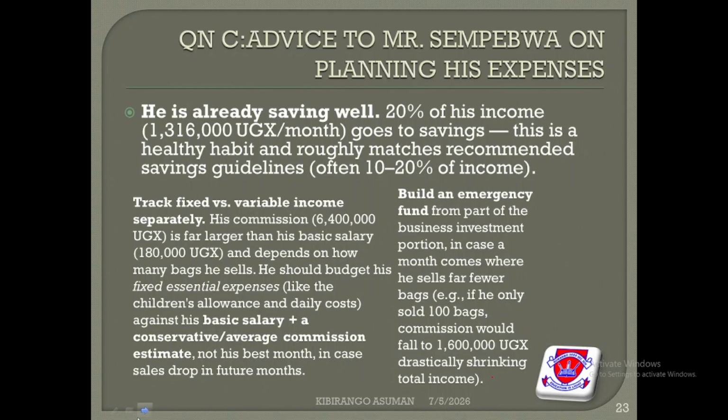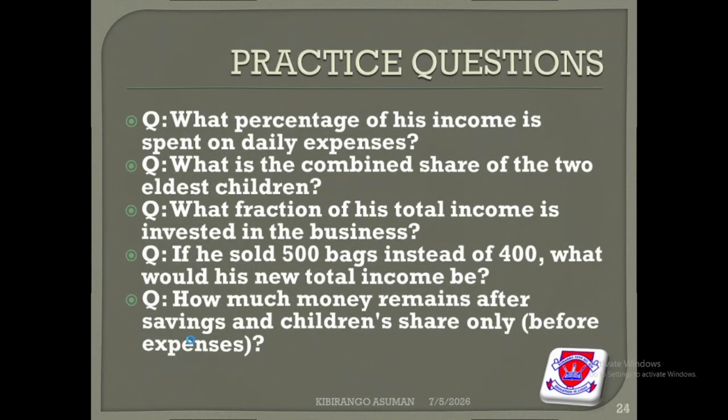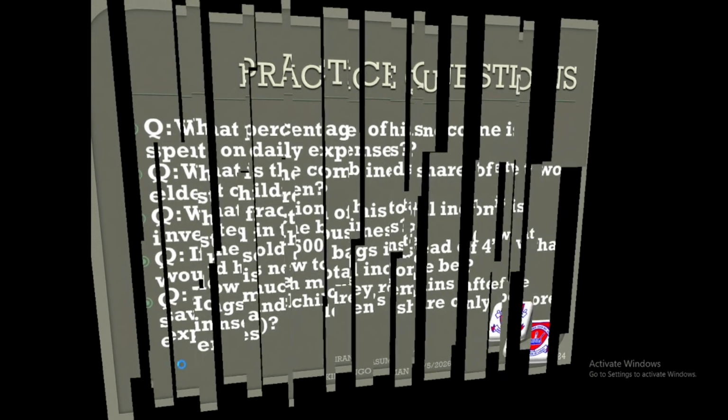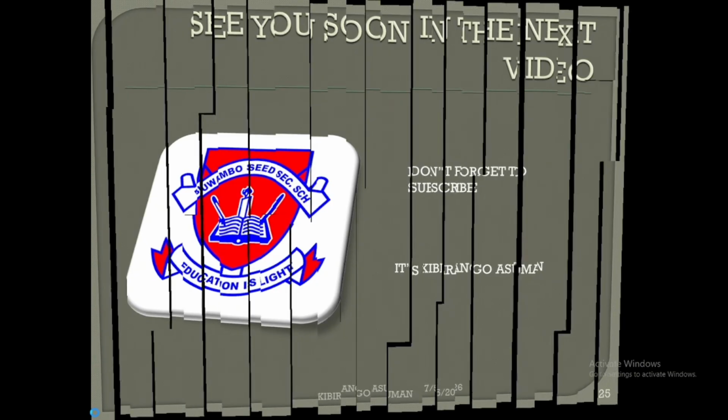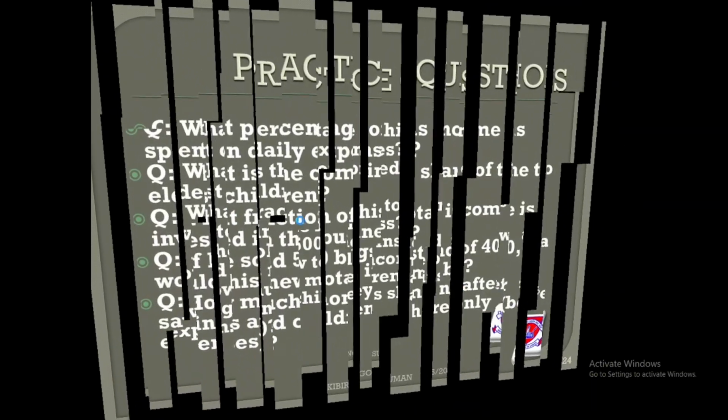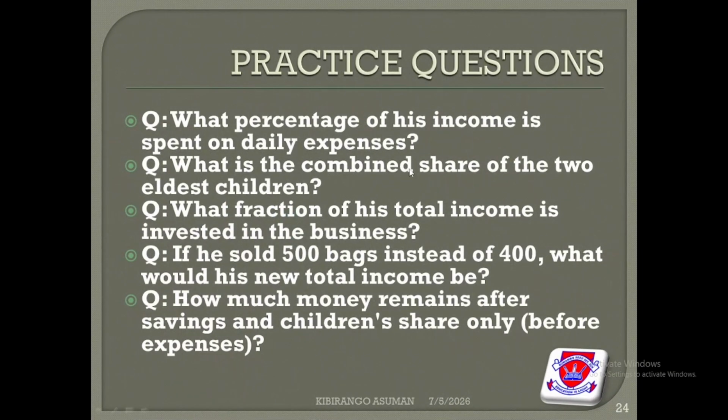As we conclude our video, we would like to continue by giving you the practice questions. The practice questions are: what percentage of his income is spent on daily expenses? This is the question which I'm leaving with you. And before we end, let us first see the questions. The next question is: what is the combined share of the two eldest children?